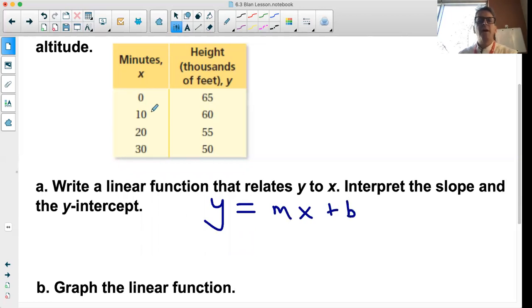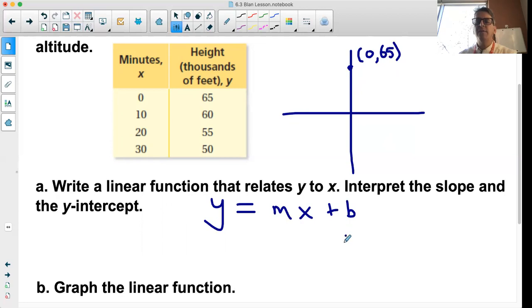Now when x is 0, it's at 65. So you can see right away, 65 will be our intercept. If you think of a graph of this, 0, 65 is up here, and that's where it crosses the y-axis at 0, 65. So you could put that down as your b, 65.